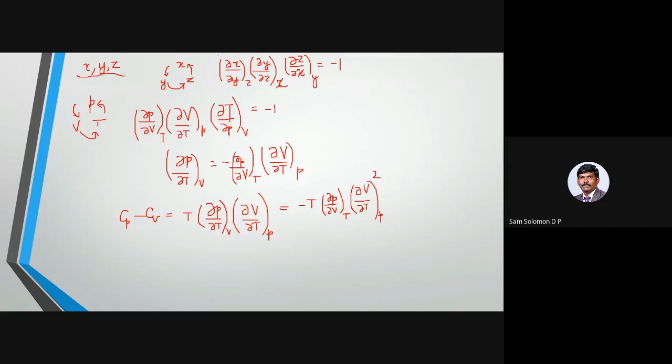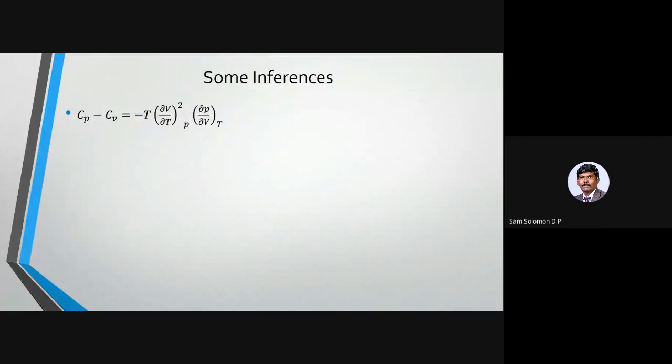So the difference in heat capacities, we are getting Cp minus Cv as minus T times partial V partial T at constant P, the whole squared, multiplied by partial P partial V at constant T. So this is the relation that we get for the difference in specific heat capacities. Okay. So now from this particular equation, we can have some inferences.